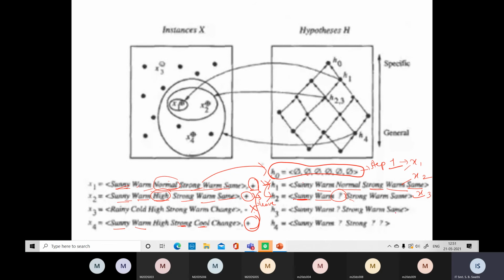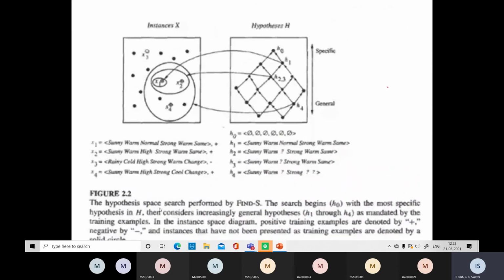Here same is there. Here change is there. So in H3, one of the attributes is replaced with a question mark. In H4, the second attribute, that is changed, is replaced with a question mark. Cool and change are replaced with a question mark. So in this way, we have to cross check all the instances with the newly formed hypothesis.